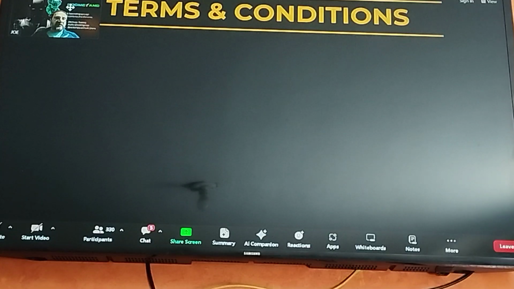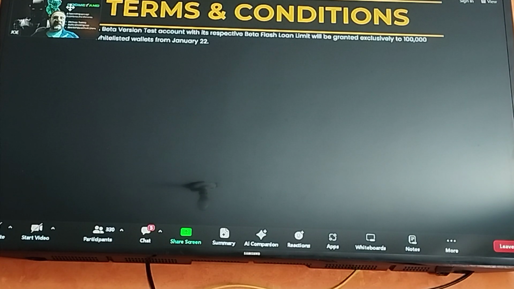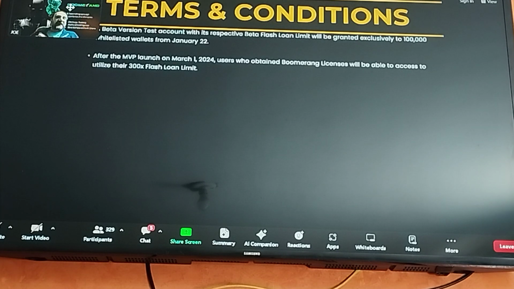These are the terms and conditions. Beta version test accounts with its respective beta flash loan limit will be granted exclusively to 100,000 whitelisted wallets from January 22nd. After the MVP launch on 1st of March, users who obtain Boomerang licenses will be able to access and utilize their 300x flash loan limit.